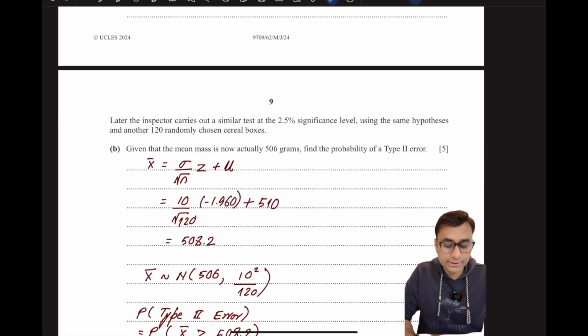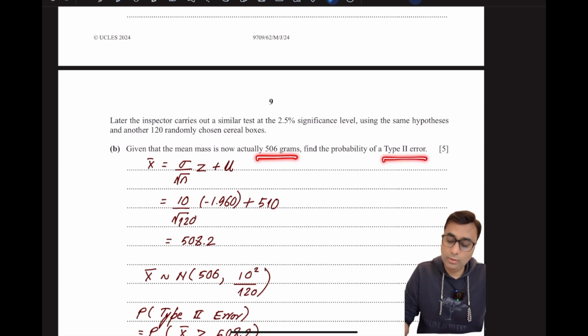Another part of this question says, later the inspector carries out a similar test at 2.5% significance level using the same hypothesis and another 120 randomly chosen cereal boxes. Given that the mean is now actually 506 grams, so that means the null hypothesis is false. We have to calculate the probability of type 2 error.